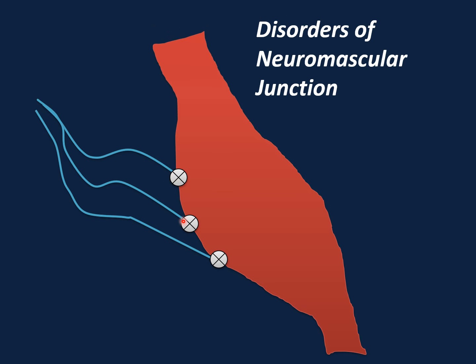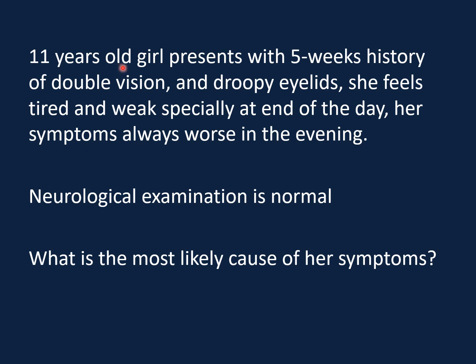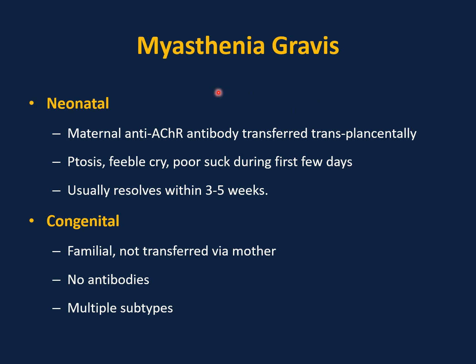Disorder of neuromuscular junction. This is an 11-year-old girl who presents with a 5-week history of double vision and droopy eyelids. She feels tired and weak, especially at the end of the day. Her symptoms are always worse in the evening. Neurological examination is normal. What is the most likely cause of her symptoms? This is a classic presentation of myasthenia gravis.